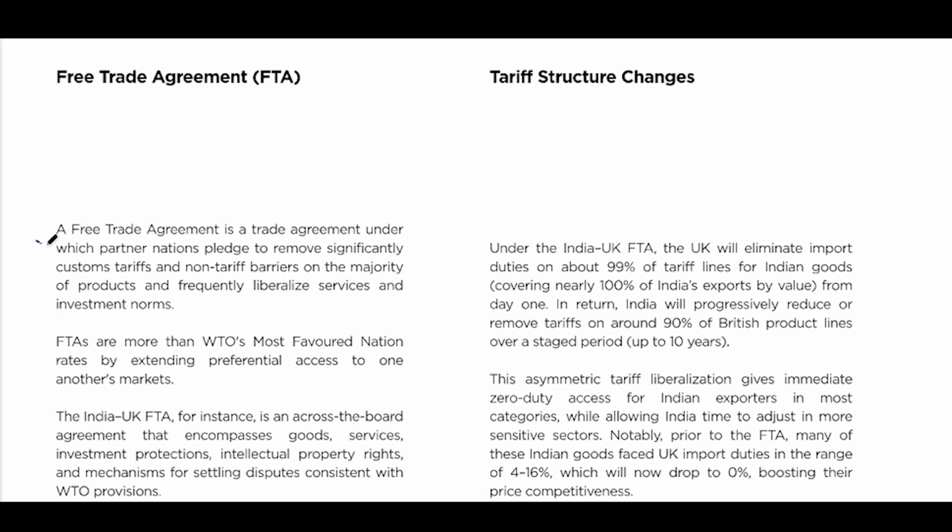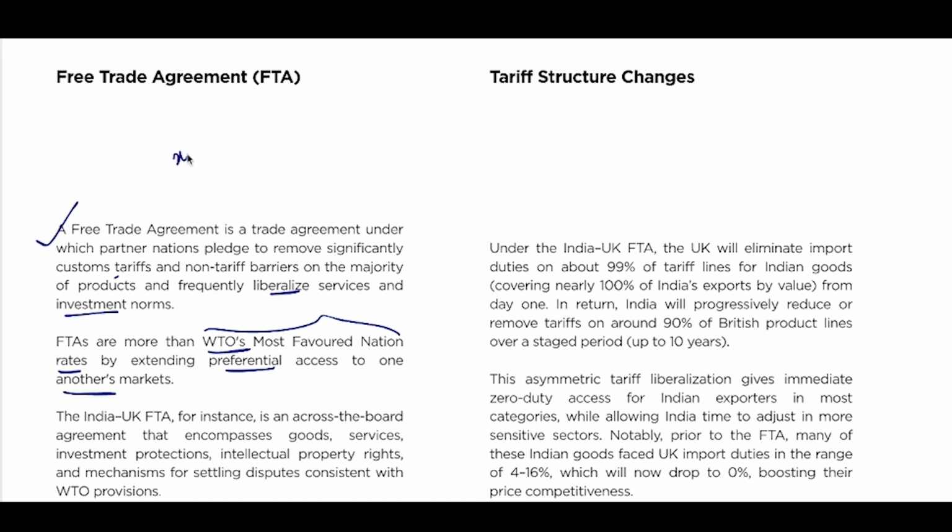So you can see that a free trade agreement is a trade agreement under which partner nations pledge to remove significantly customs tariffs and non-tariff barriers on the majority of products and frequently liberalize services and investment norms. Now, FTAs go beyond WTO's most favored nation rates by extending preferential access to one another's market. So, what is WTO's most favored nation rate? Whenever a country becomes a member of WTO, it has to extend the minimum rates or minimum import duty to all other pre-existing members of WTO.